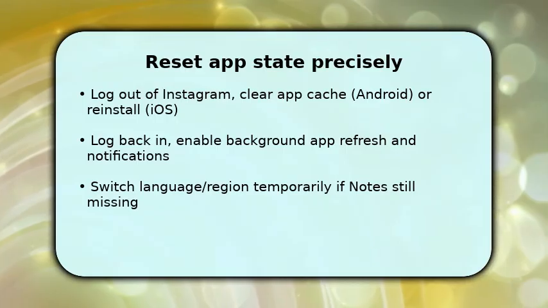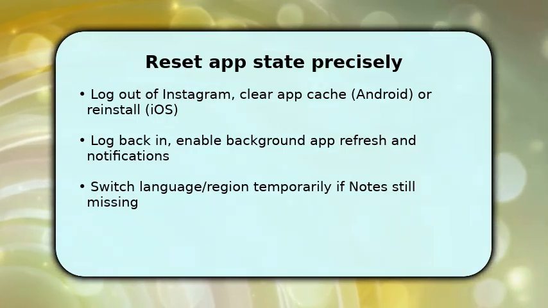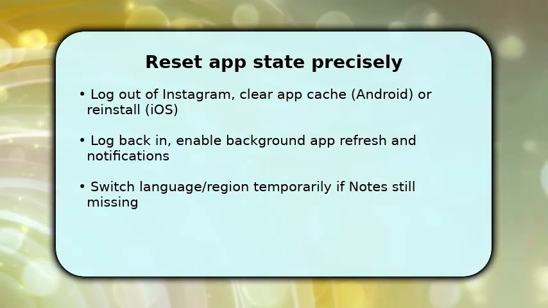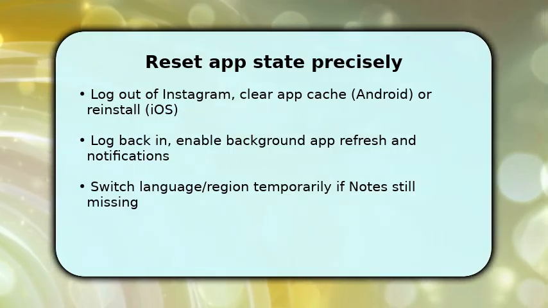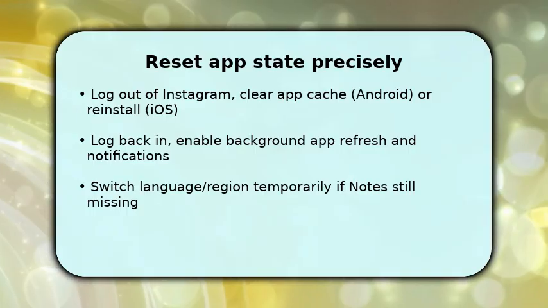Next, reset the app state to force feature flags to refresh. You will log out, clear cache on Android or uninstall and reinstall on iOS, then log back in. This removes stale UI layers. Make sure background app refresh and notifications are enabled so Instagram can fetch remote feature toggles.